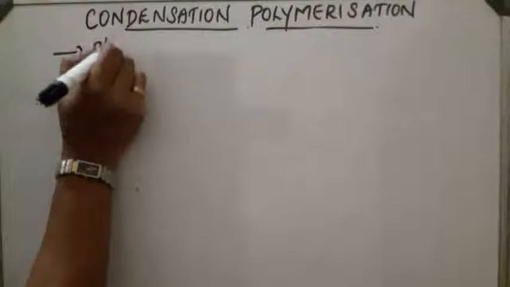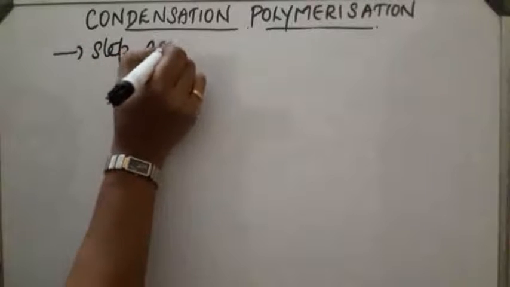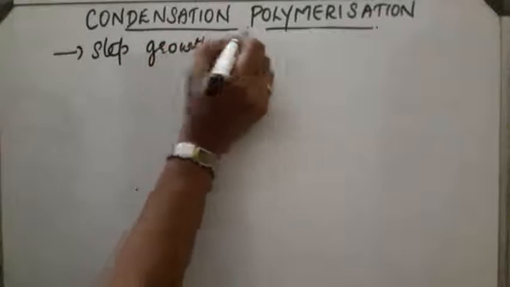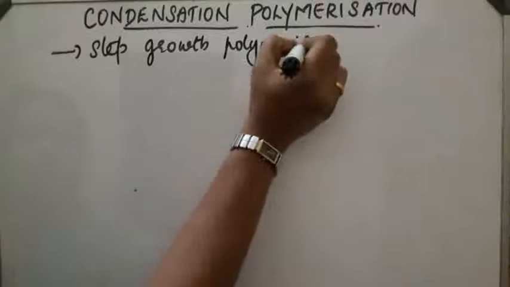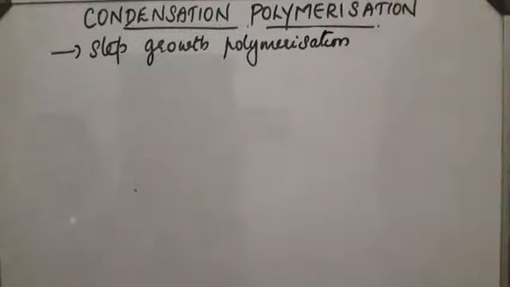Condensation polymerization. Condensation polymerization is also called step growth polymerization. Condensation polymerization means repeated condensation reactions between two bi or trifunctional group monomers, and polymerization takes place.